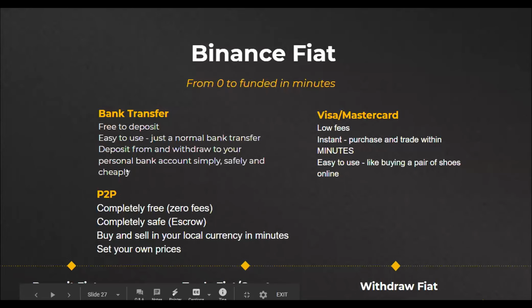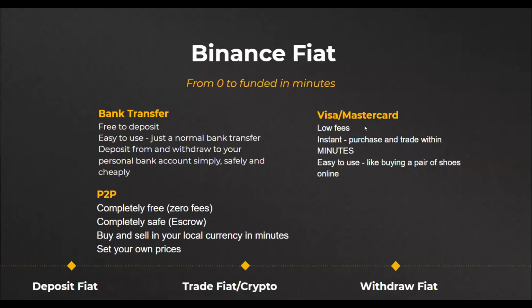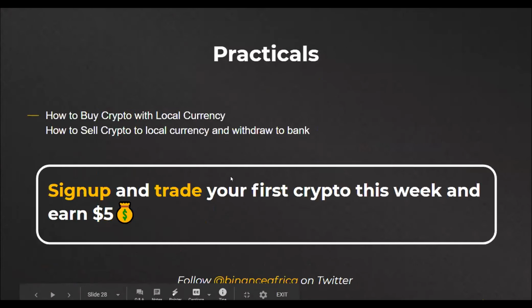Let's share screen here. Right, so I just cancelled that. Here we talked about P2P. Okay, so this is the practical aspect. I've shown you already how to do this.